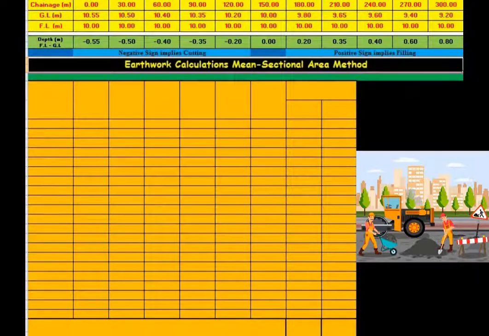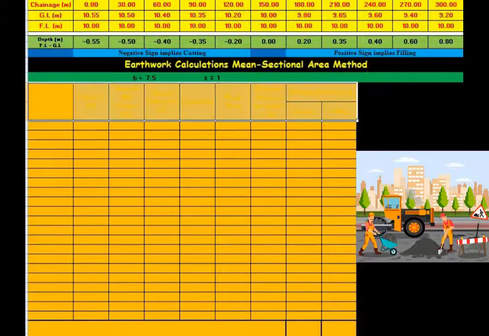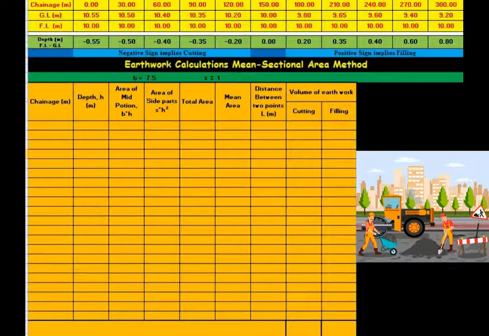Earthwork calculation by mean sectional area method. Formation width is 7.5 meter and side slope is 1:1, so the value of S is 1. Now to calculate the earthwork by the mean sectional area method, we need to make a table in which the different columns are shown: the chainage, depth, area of mid portion, area of side parts, total area, mean area, then distance between 2 points, and the last column represents volume of earthwork.